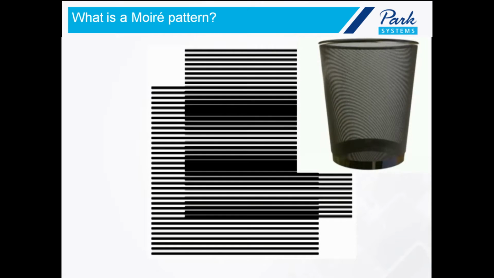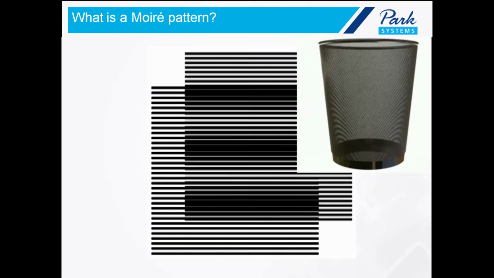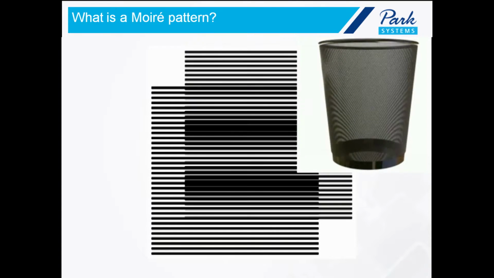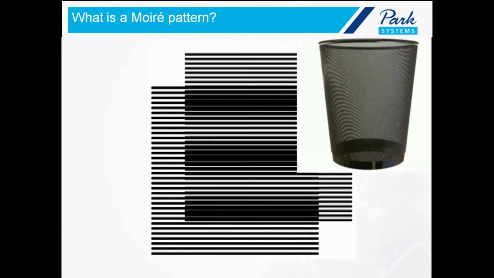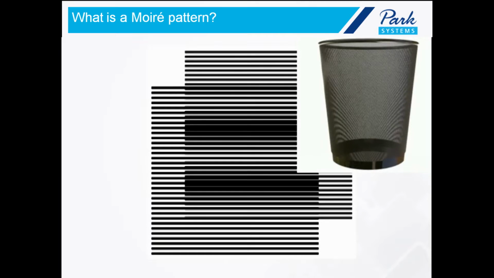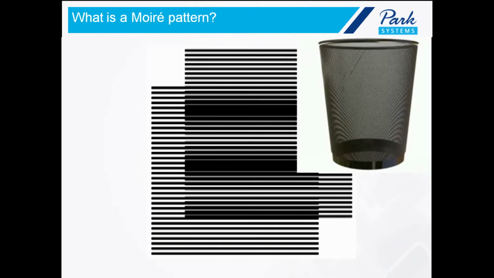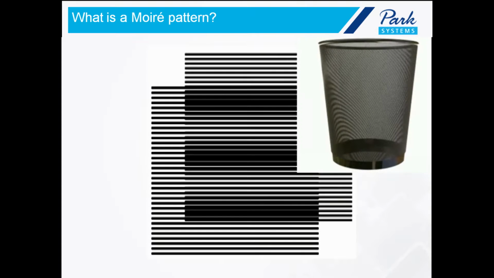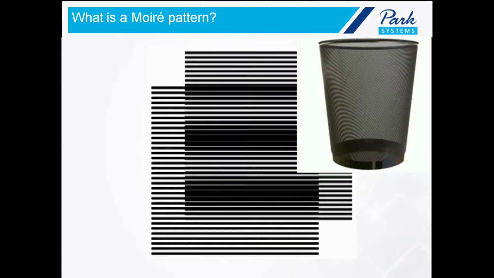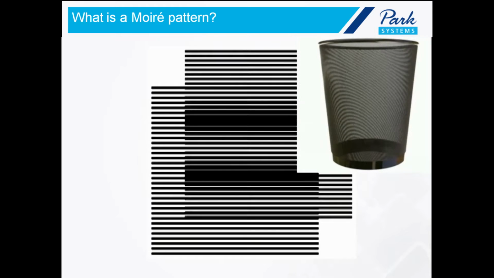Here's another good one from an office. This is a wire waste basket. If you've ever passed one of these, as you move your position around the waste basket, the wire framing on the side of the basket closer to you overlaps with the wire framing on the basket side that's farther away from you, and it produces this interference pattern again.